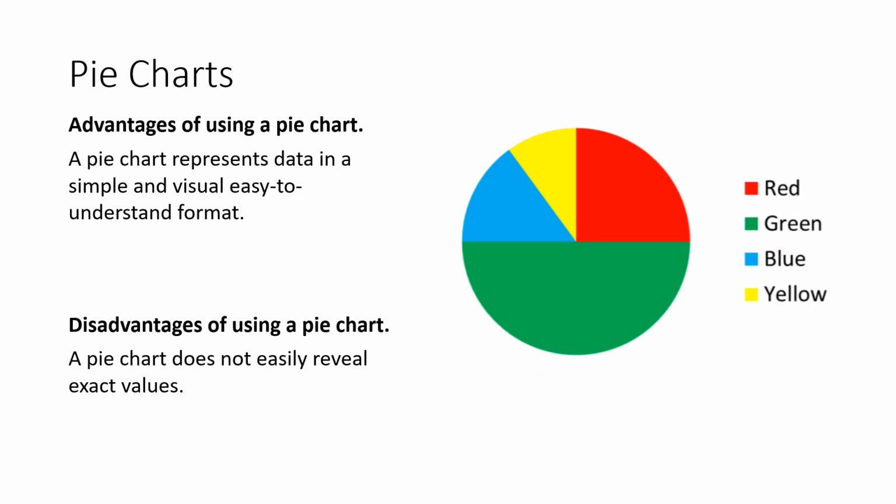In your statistics exam or maths exam, you might be asked for the advantages of using a pie chart. Well, it represents data in a simple and visual, easy to understand format. Disadvantages of using a pie chart: it doesn't really reveal the exact values. You don't really know what a pie chart is out of.